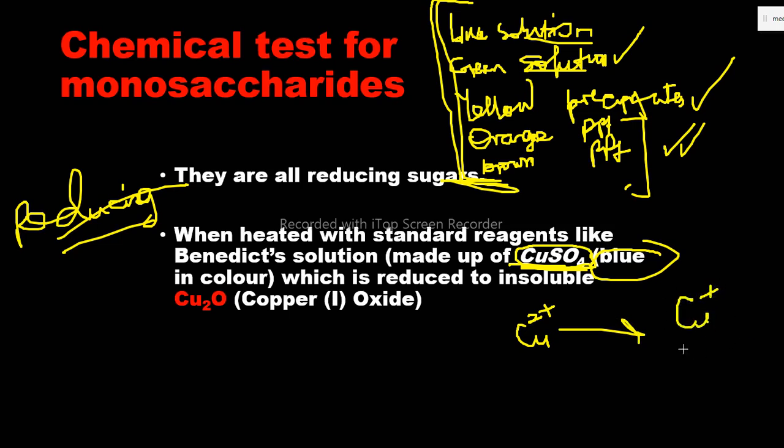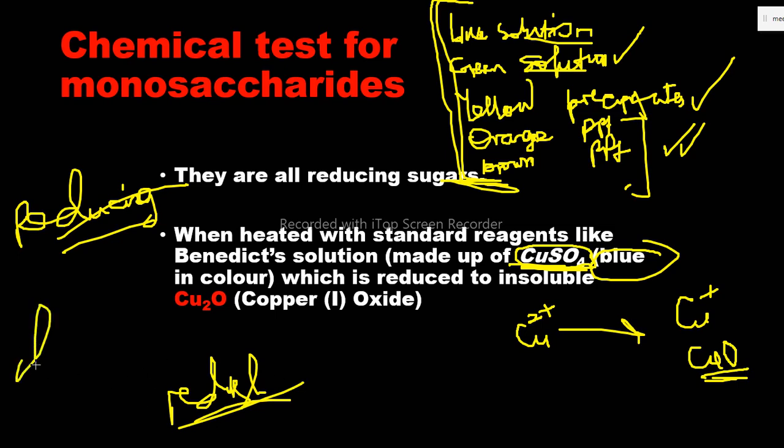Which is formed as an oxide. What's the color of copper 1 oxide? The color of copper 1 oxide is reddish brown, whereas the color of copper 2 oxide is dark, black. But for copper 1 oxide, it is reddish brown. So now, depending on how much copper is reduced to copper 1 oxide, it will determine the color of the resultant solution that is formed.